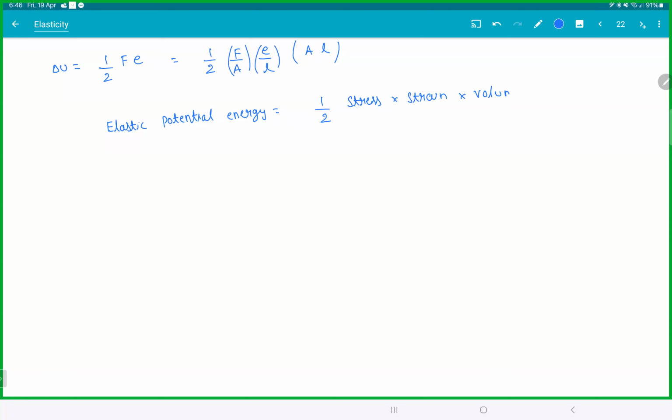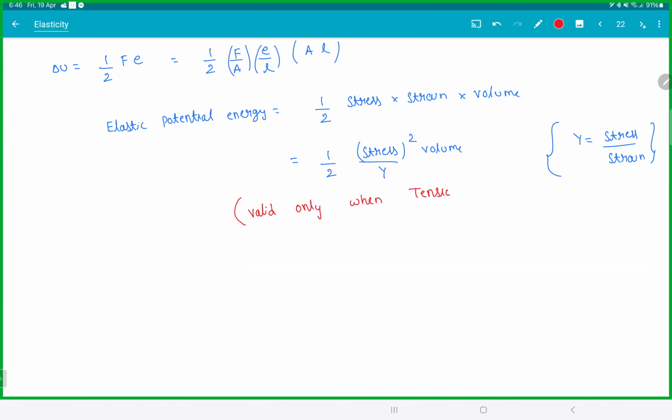I don't like this. There's a better way of writing this, which is actually quite useful: half stress square by Young's modulus into volume. How did we get this? I just replaced strain using Y equals stress by strain. I replaced strain with stress. We will see why this is useful. The biggest problem with this formula is that it is valid only when tension is constant. If the tension varies, you can't use this formula.